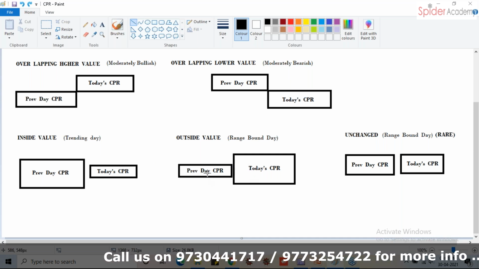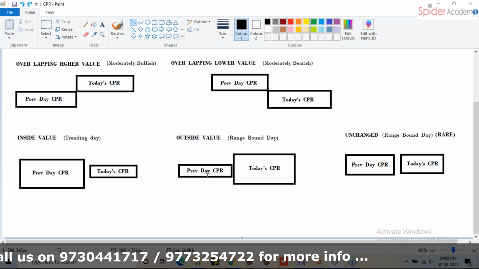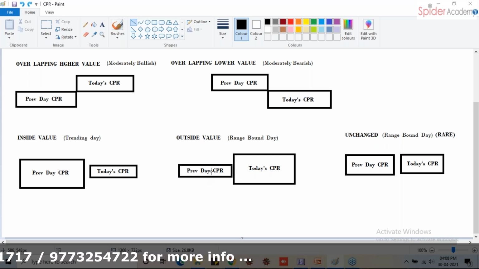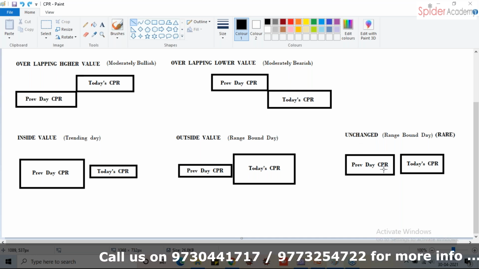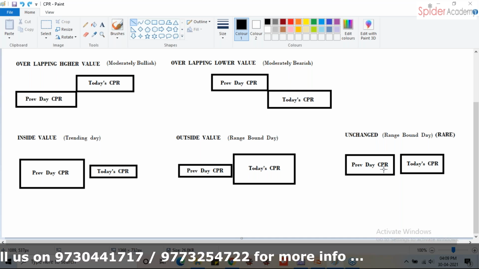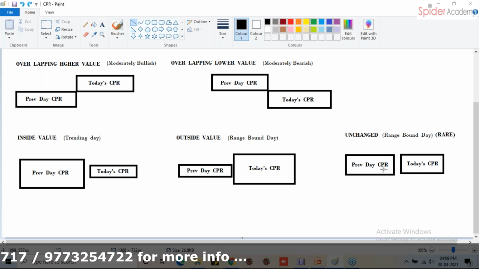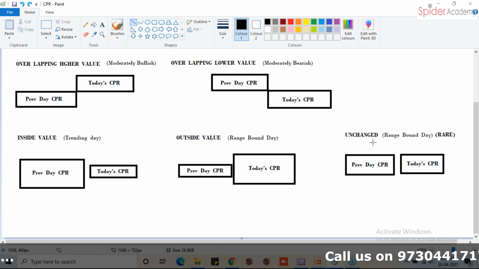So this tells us it may be a range bound day. And the last one is for the unchanged. Unchanged means that today's CPR levels and the previous day's CPR levels are both the same. This is the most rare form we can find. Because of that, it is named an unchanged range bound CPR.